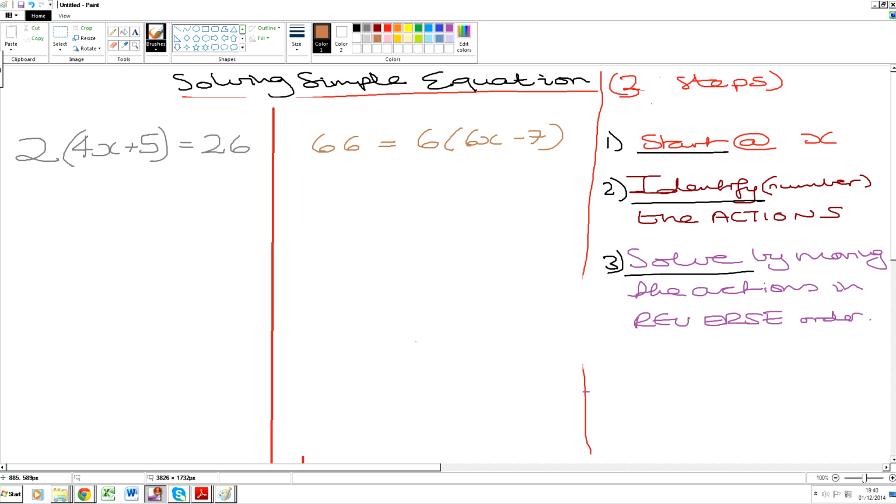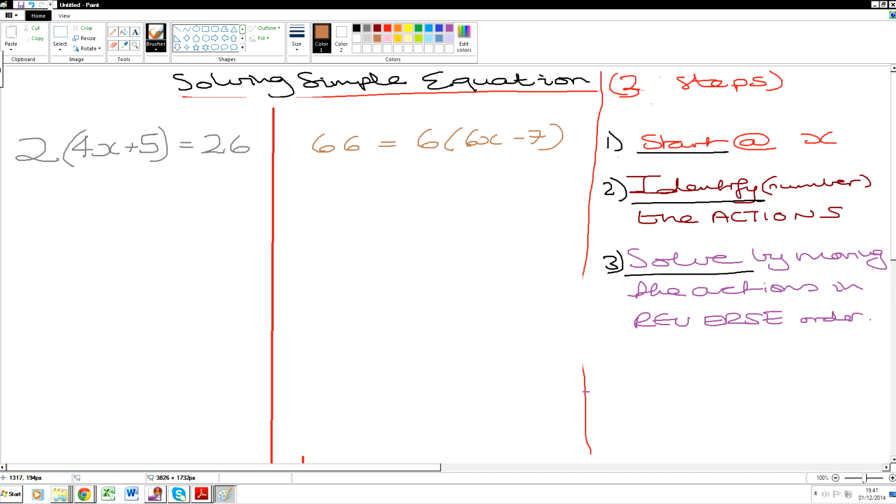Let's have a look at these two particular equations. These equations are 3 steps. Let's have a look at how we start the question. We follow the same rules as when we're doing 2 steps. So step 1, rule 1, we start at the x. So we start here.